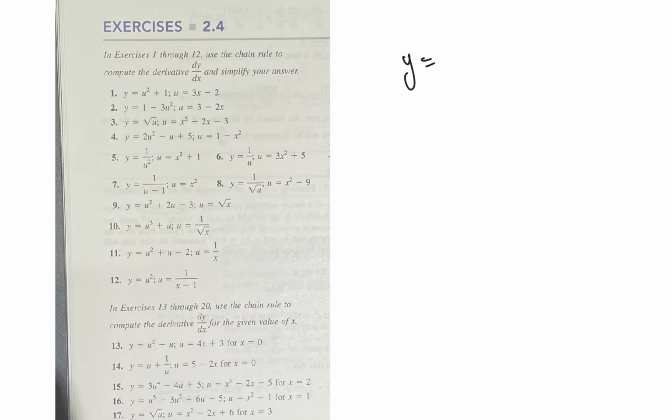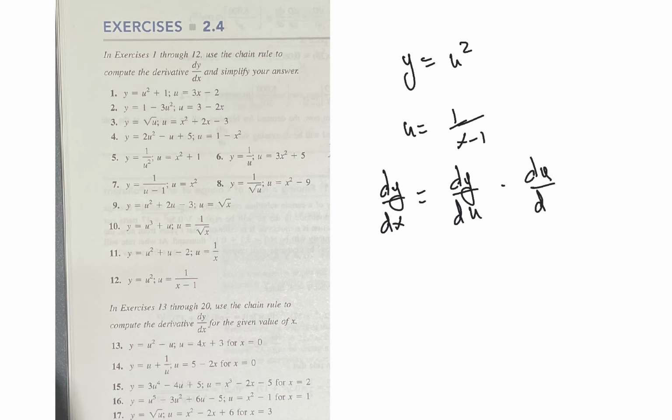y is u squared, and u is 1 divided by x minus 1. Perfect. So I want to know the derivative of y with respect to x. The derivative of y with respect to x is the derivative of y with respect to u multiplied by the derivative of u with respect to x. Well, what is the derivative of y with respect to u? It is 2u. What is the derivative of u with respect to x?